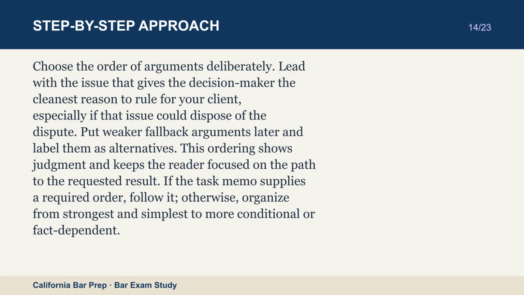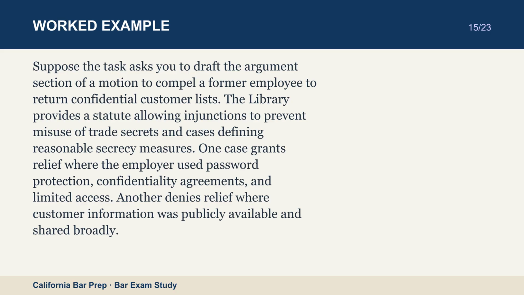Suppose the task asks you to draft the argument section of a motion to compel a former employee to return confidential customer lists. The library provides a statute allowing injunctions to prevent misuse of trade secrets and cases defining reasonable secrecy measures. One case grants relief, where the employer used password protection, confidentiality agreements, and limited access. Another denies relief, where customer information was publicly available and shared broadly.